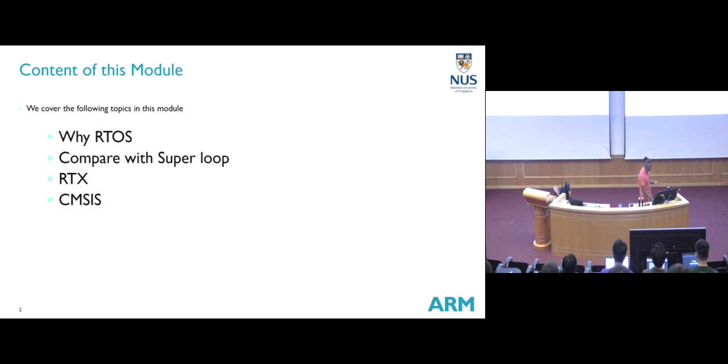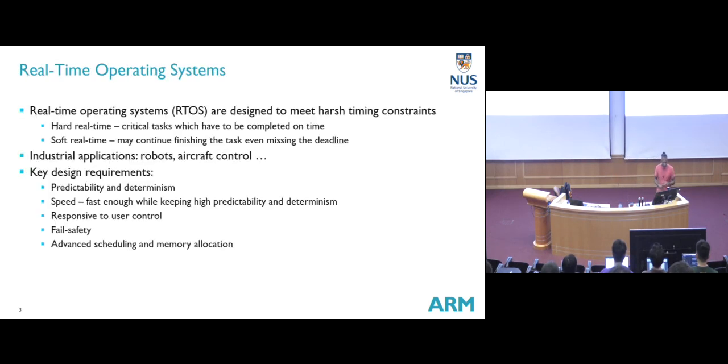So let's come back. Why do we want to use an RTOS in the first place? One of the key things is we want to have some predictability and determinism, and that relates to how fast you can respond to things: responsiveness and speed. Fail safety is something that we will talk about later on, and of course the scheduling and memory allocation.